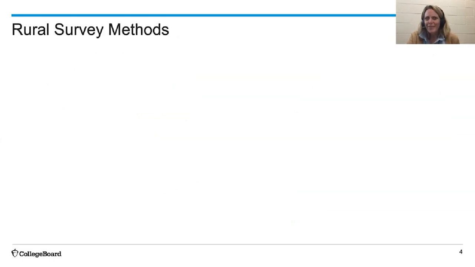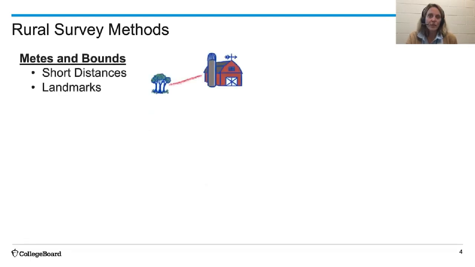How did we get here? What were these survey methods? One of the survey methods, which we saw primarily used in England, was metes and bounds. Typically, this was used to mark and survey short distances using landmarks such as landscape or buildings. Growing up in rural Wisconsin, we used this concept of communicating quite a bit: take a turn at the big red barn. But what metes and bounds allowed us to do was define people's space.